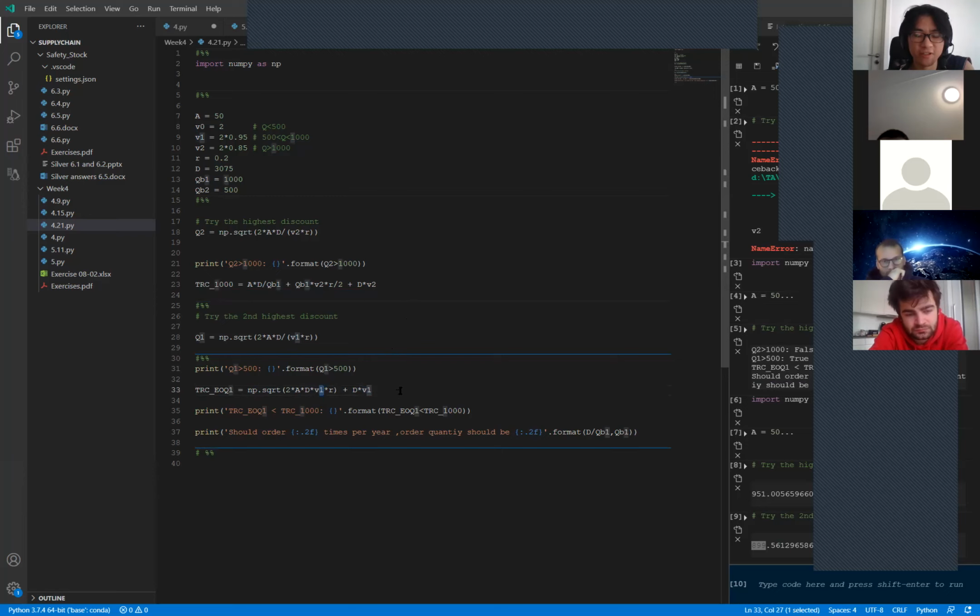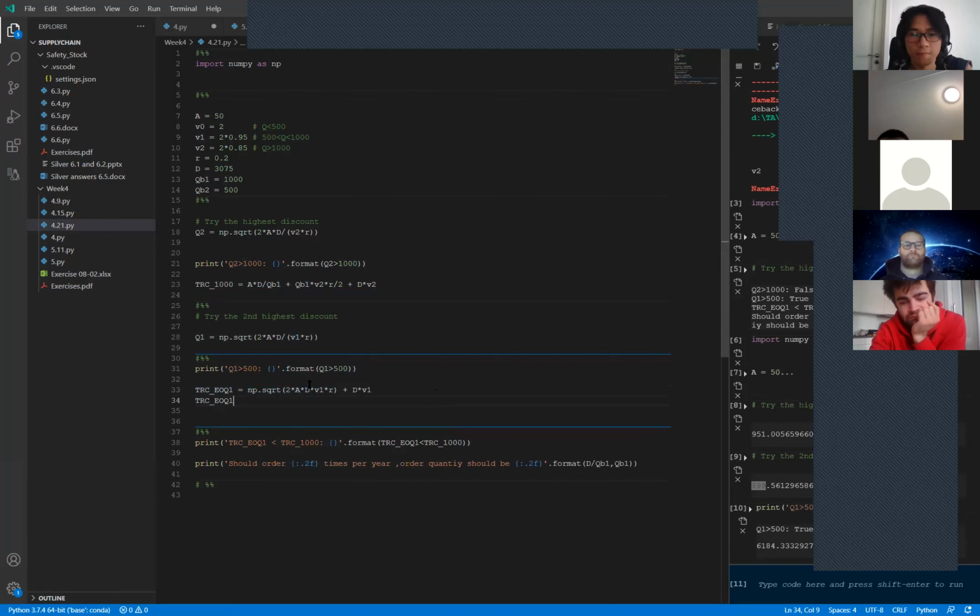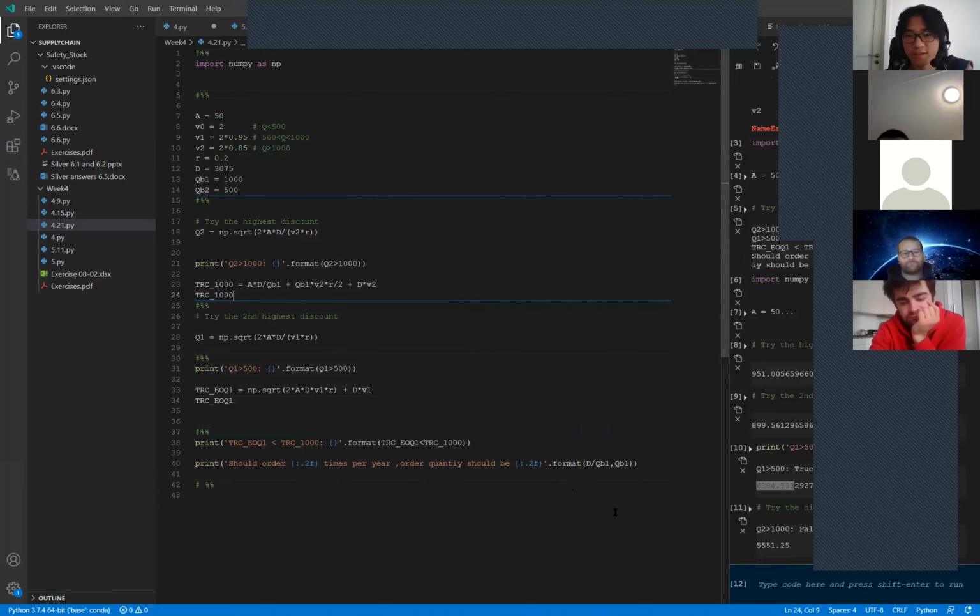We're using the first discounted price V1 here, and you calculate the total cost. And then you compare these two. I'll just show you. So the 5% discount point is number 6,184. And this one is 5,000.